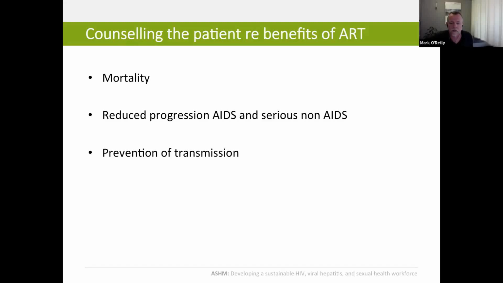There's a list of conditions which we call AIDS-defining illnesses, which are signatures of advanced HIV infection, essentially. And we don't see it so commonly these days, but it still occurs from time to time. But we know that being on treatment reduces disease progression to AIDS, as well as serious non-AIDS events such as heart attacks, kidney and liver disease. And increasingly, as I alluded to earlier, we know about treatment as prevention, so that being on an antiretroviral treatment and having an undetectable viral load reduces the risk of transmitting HIV to your sexual partners.